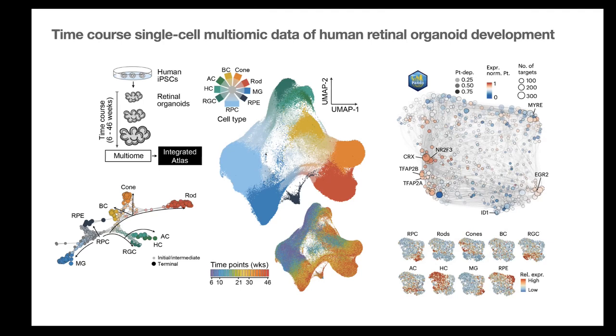And from the ATAC data here, of course, you can reconstruct gene regulatory networks, and also show which gene programs are active for which cell type, and which transcription factors are important. So you get a very complete picture of the system.